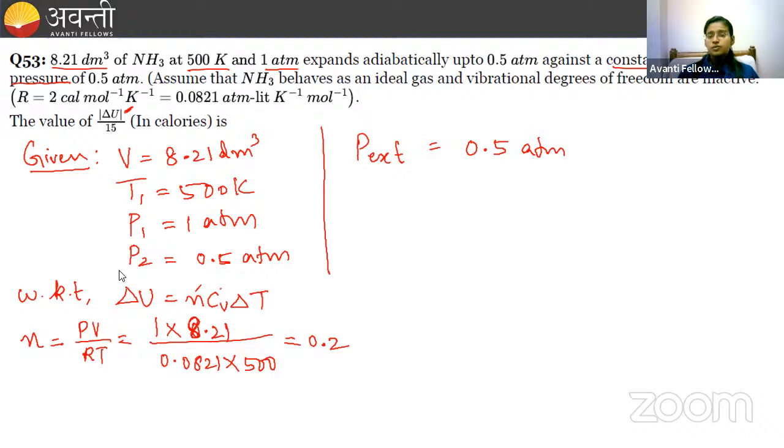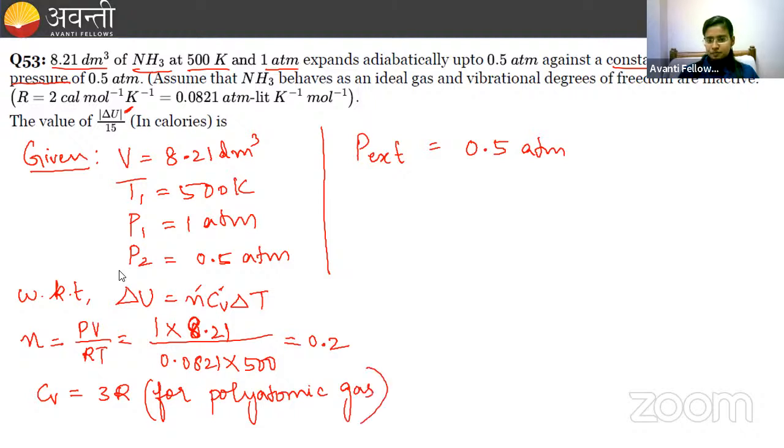And the Cv value. So we know that for polyatomic species, NH3 is a polyatomic species, right? Because it has 4 atoms, 1 nitrogen and 3 hydrogen. So for polyatomic gas, the Cv is equal to 3R. This is a constant value. For polyatomic gas, the Cv value will be equal to 3R.